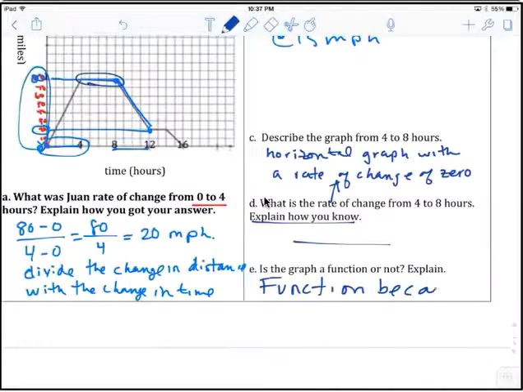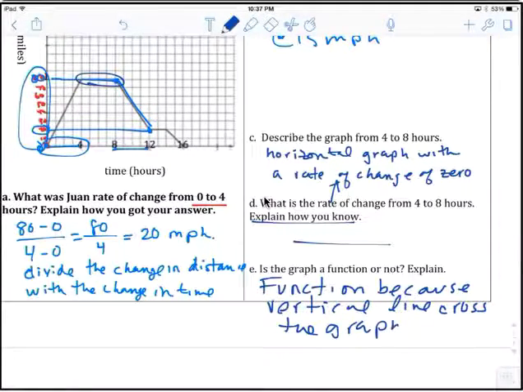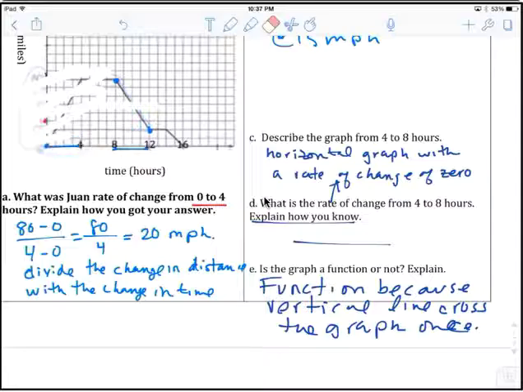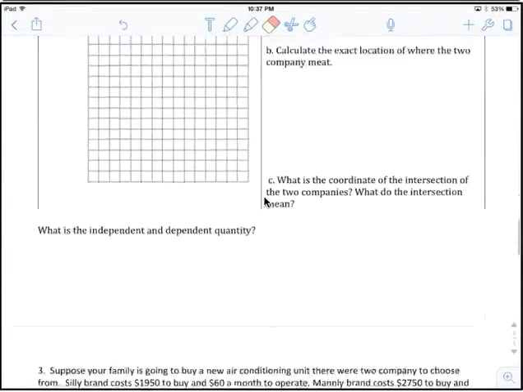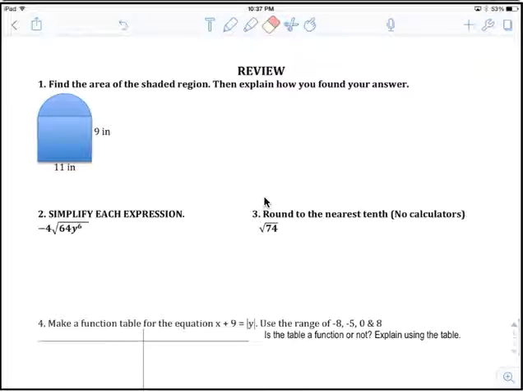Because the vertical line crossed the graph once. So that means this is the graph right here. If you draw a vertical line anywhere, it only crosses that graph once. Nowhere is there twice. Okay? Watch the other video for these, and then I'm going to go over this.